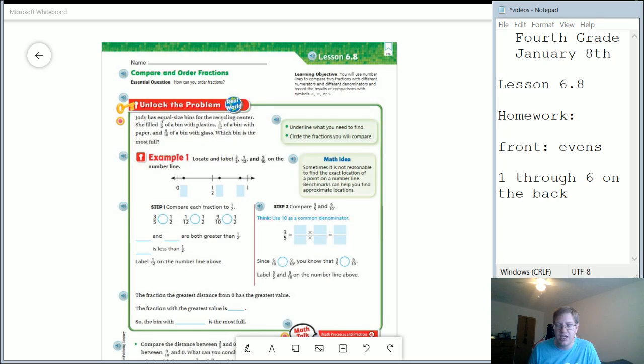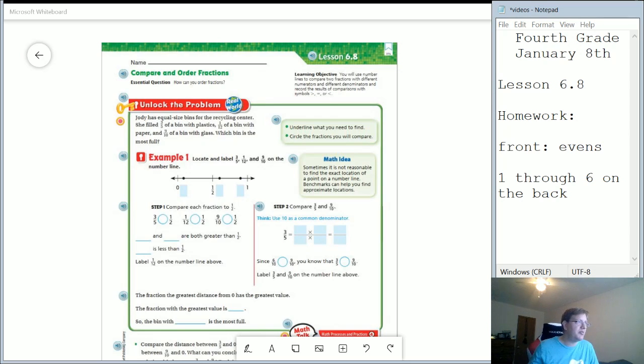And so all of the steps that we're going to use today really depend on you being comfortable with being able to find equivalent fractions using common denominators and our strategies for that, and then being able to use benchmarks to make things easier. And so, for instance, for our unlock the problem, we are going to be able to use benchmarks to find the answer.